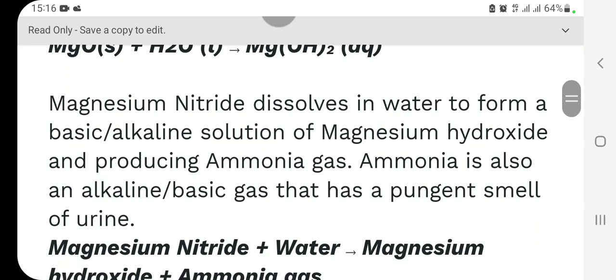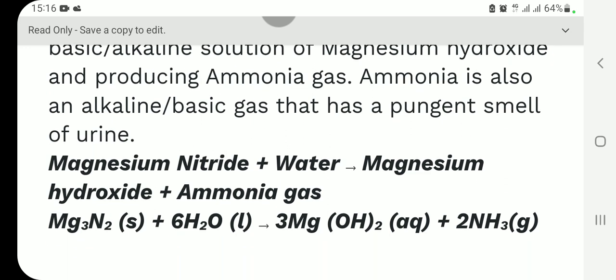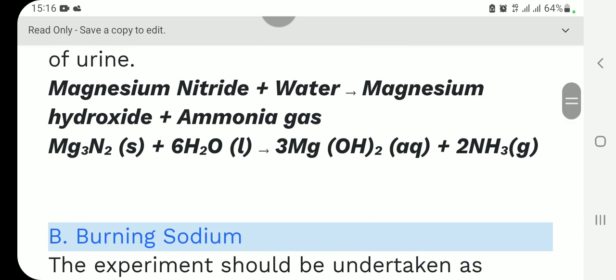Magnesium nitride dissolves in water to form a basic alkaline solution of magnesium hydroxide and produces ammonia gas. Ammonia is also an alkaline base that has a pungent smell of urine. That's why I told you when you hear anything has a pungent smell of urine, it's the presence of ammonia. Magnesium nitride plus water will give you magnesium hydroxide with ammonia gas.